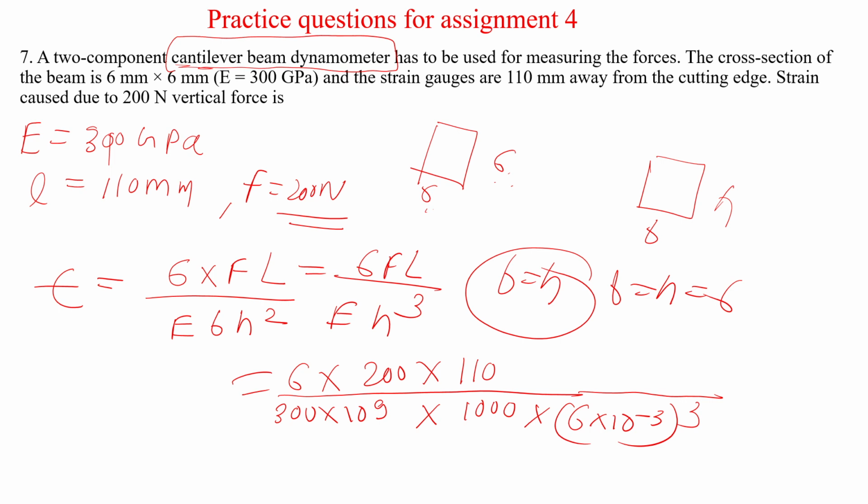See, the L which is there, the strain gauges are that much distance away, so that is the length between the strain gauges. So that is F into L. You calculate this first, then I'll discuss one more thing about this. Why is 110 not in meter? It is in millimeter; I have divided 110 by 1000 in the denominator.